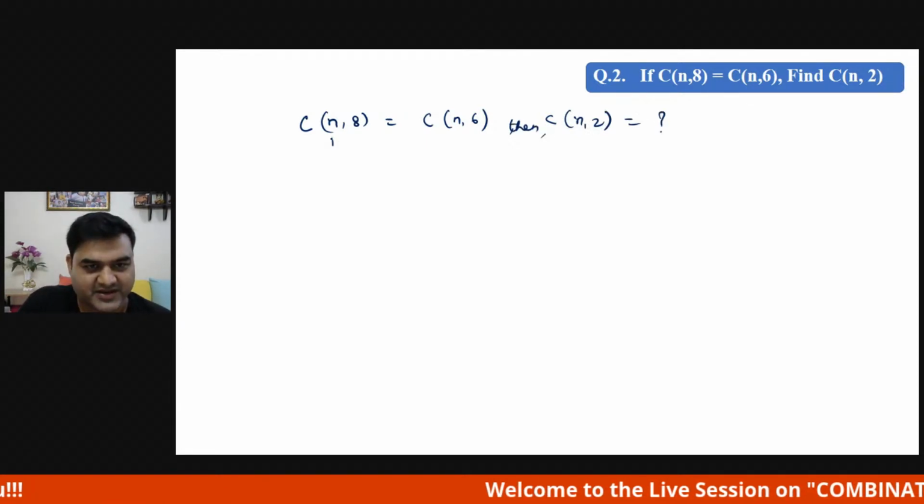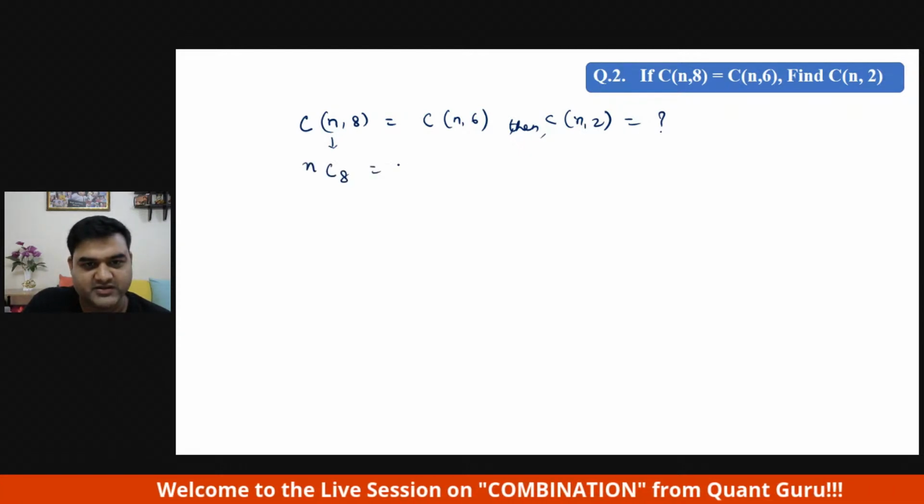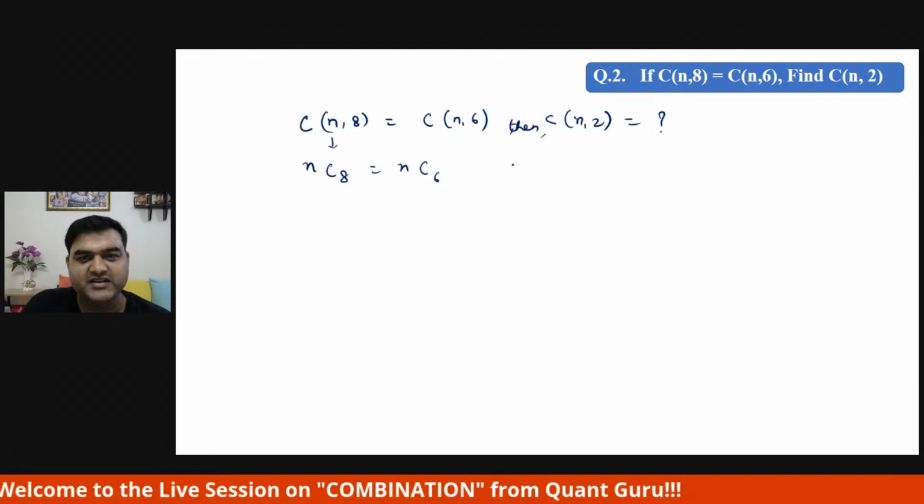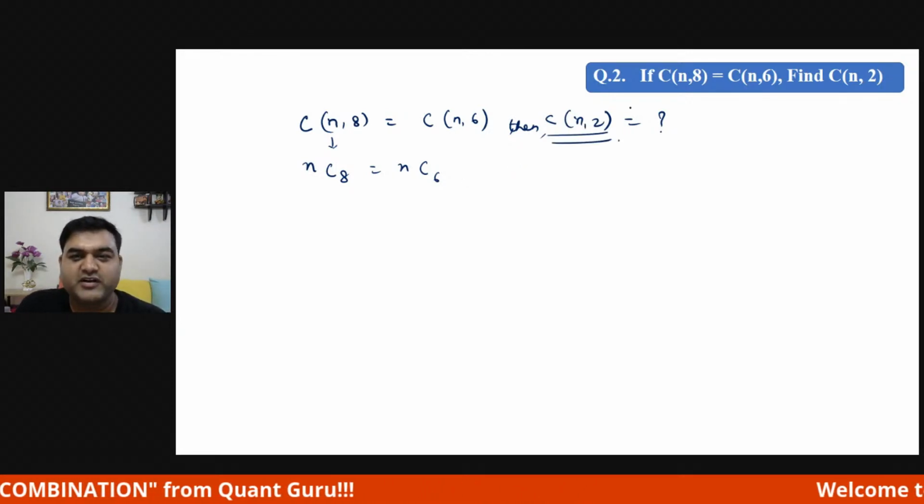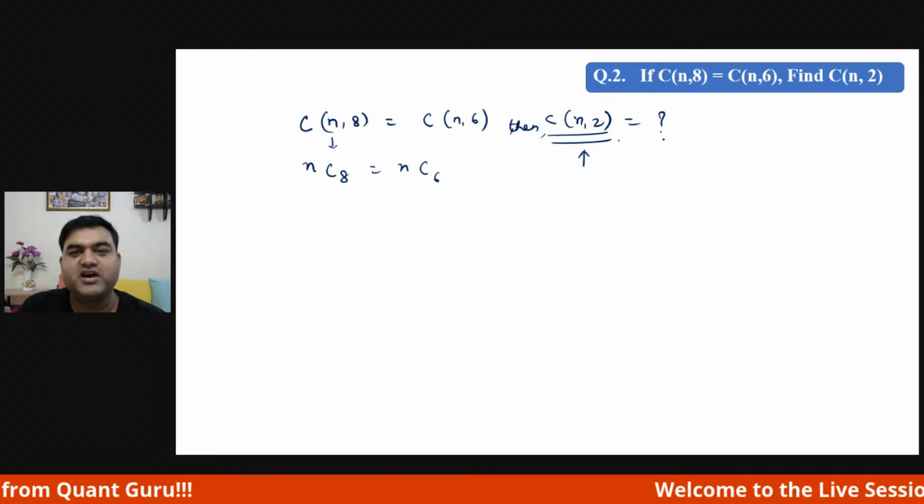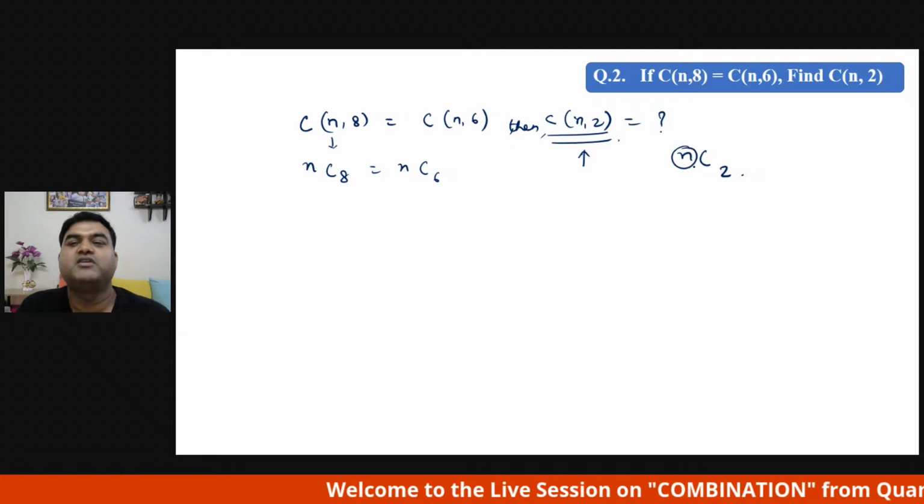Okay, nC8, what can we tell? nC8 is equal to nC6, and they are telling us to find the value of this. So definitely we can find it out. Now, for finding the value of nCr, if we know the value of n, it is very easy.